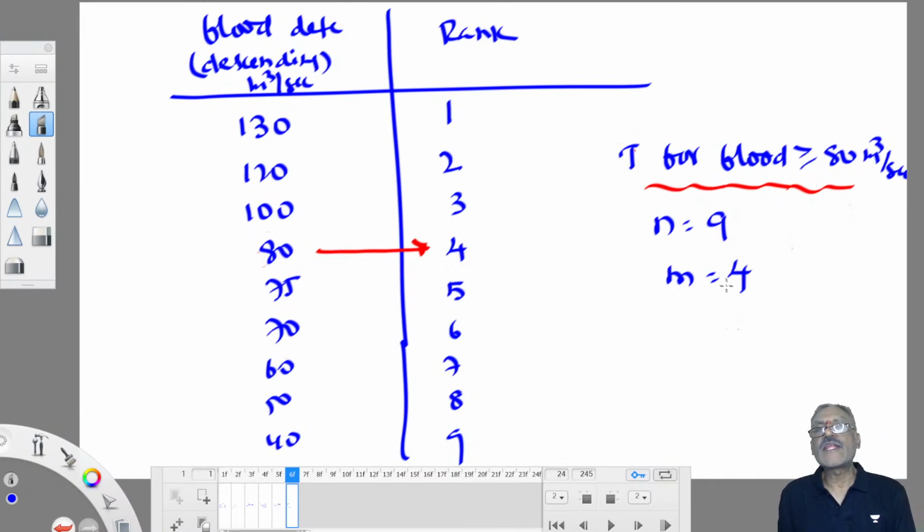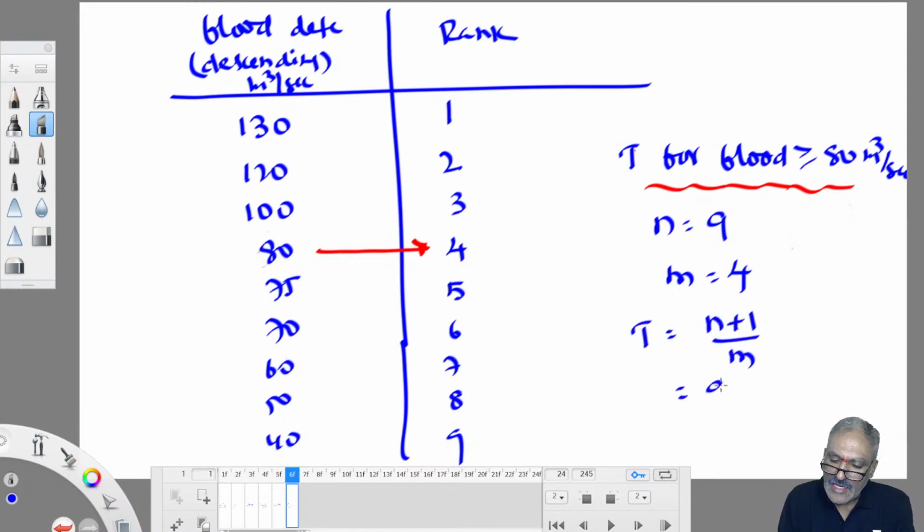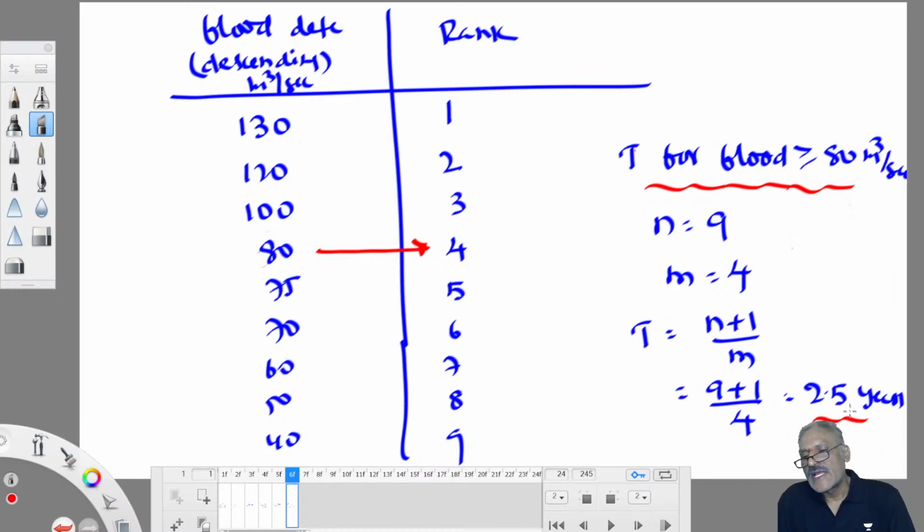Nothing is mentioned regarding the formula. Which formula do you have to use? Weibull's formula. What is Weibull's formula? T equals n plus 1 by m. Therefore 9 plus 1 by 4. 10 by 4 is 2.5. The unit is years. So that means what? A flood of magnitude 80 or more than 80 meter cube per second occurs in that river once in every 2.5 years. That is the meaning of that. Understood? This is the first question answer.